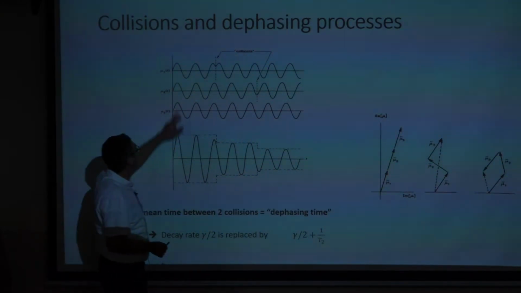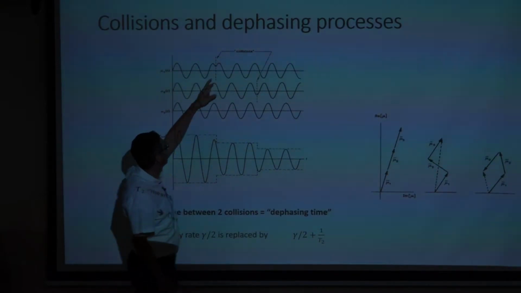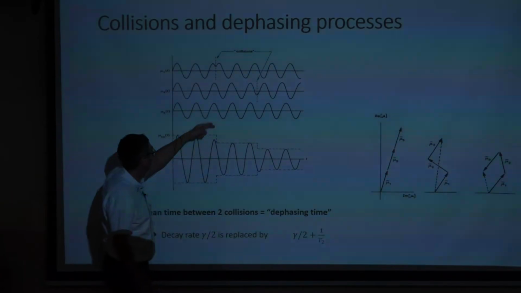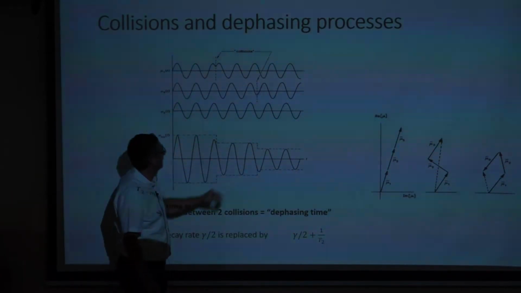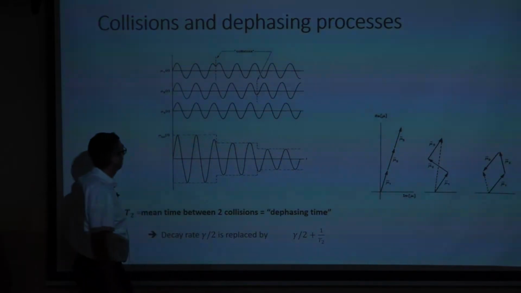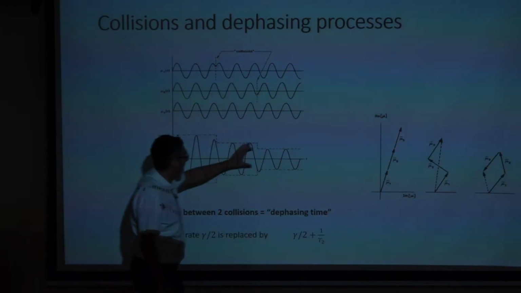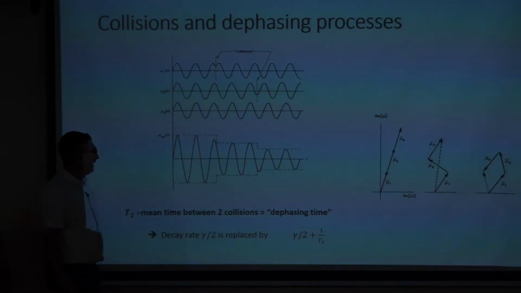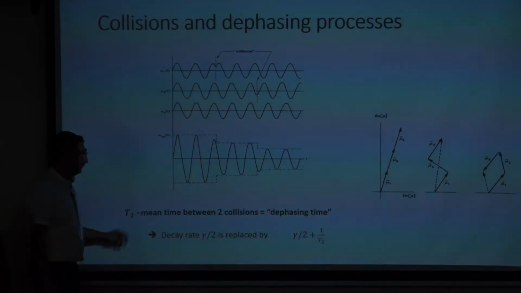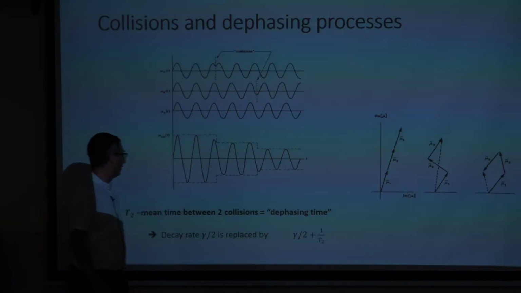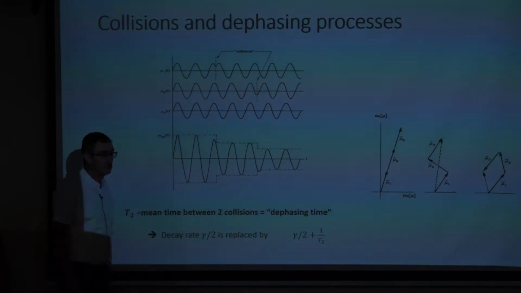So you see, for three atoms in phase, when you have a collision here, you introduce dephasing, so automatically the sum here is not maximal, so you reduce the amplitude. Then you have a second collision here for the second atom, and you reduce the amplitude a little more. And statistically this will decay, and the typical decay time is called T2. T2 is the dephasing time, which measures the mean time between two collisions.